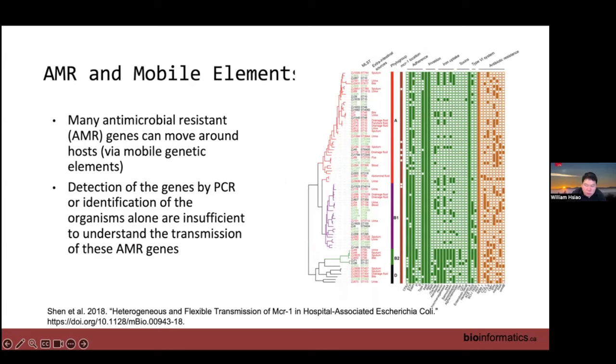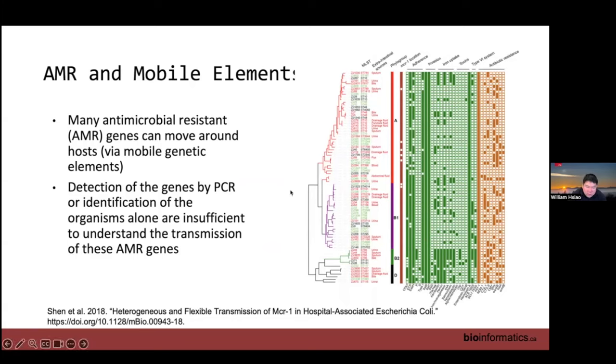Okay, so we will also be touching on antimicrobial resistance and mobile genetic elements. I want to highlight a study done a few years ago, looking at why genomic sequences can improve clinical microbiology. Many of the AMR genes are encoded in mobile genetic elements that can move from host to host, across different bacterial hosts. So the detection of these genes by PCR, or the identification of the pathogens alone, is not sufficient to establish the connections between resistance and infection.